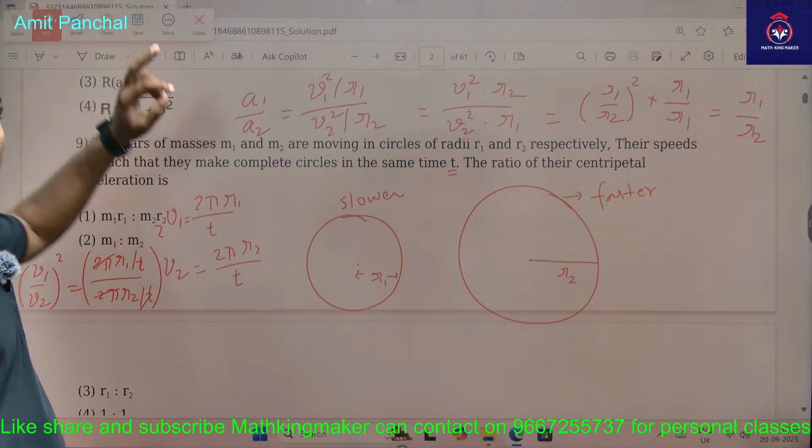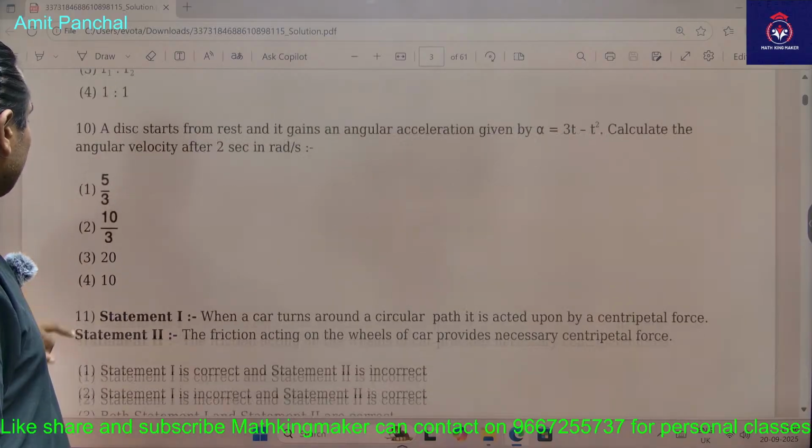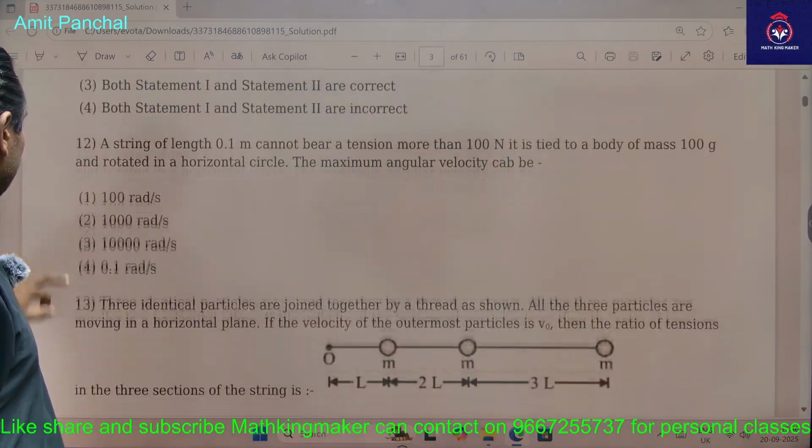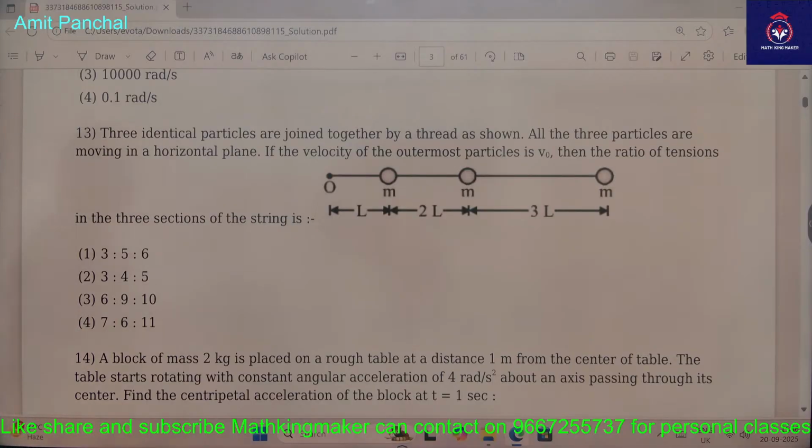Next question. Question number 13. Three identical particles are joined together by a thread as shown. All the three particles are moving in a horizontal plane. If the velocity of the outermost particle is v0, then the ratio of tension in the three sections of the string.